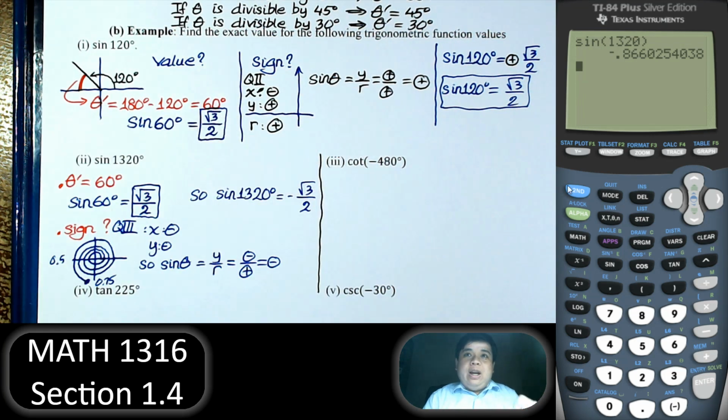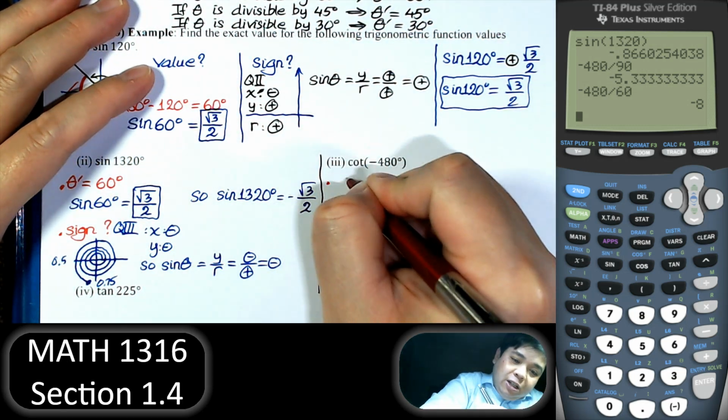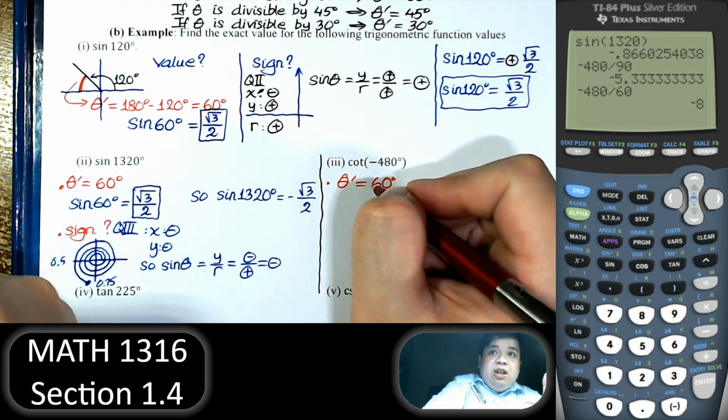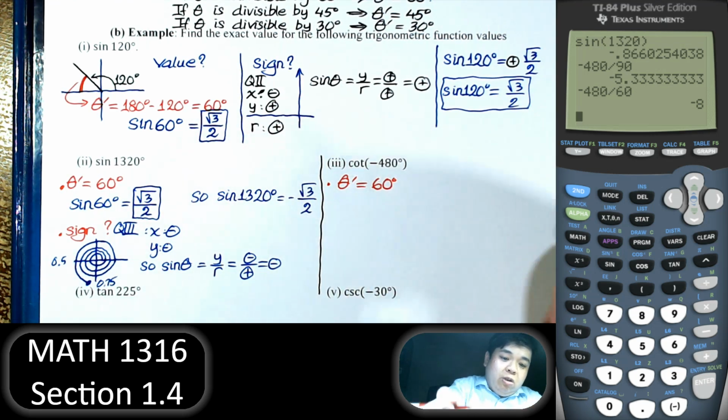Next, 480 degrees, negative, doesn't matter. Does that divide by 90? Divisible by 90? Nope. How about 60? Yes, it is a whole number. It is an integer. So first, the reference angle of negative 480 degrees is 60 degrees. It doesn't divide by 90, but it divides by 60. So the reference angle is 60.